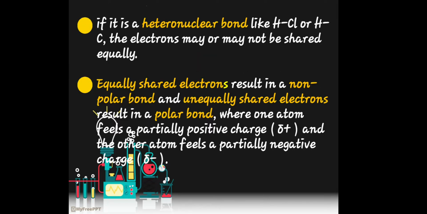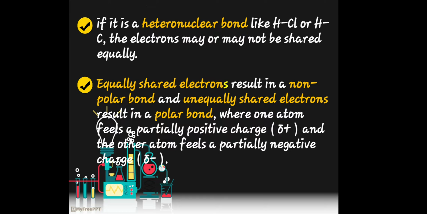Okay, let's go now to this slide. So, yun na nga sinasabi, kapag hindi magkapareho yung elements, meaning to say, the electrons may or may not be shared equally. May possible pa pala siyang ma-share and may possibility din na hindi siya ma-share because the element itself is not the same. So, the summarization for both heteronuclear bond and homonuclear bond: equally shared electrons result in a nonpolar bond, while unequally shared electrons result in a polar bond, where one atom feels a partially positive charge and the other atom feels a partially negative charge.